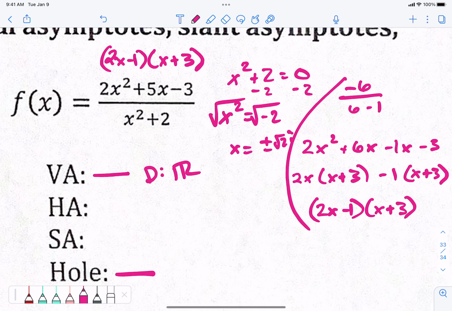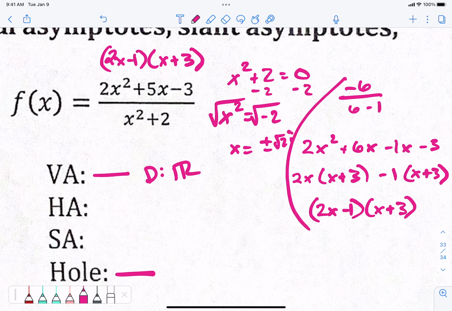You can't have an imaginary. Right? Domain is all reals. That's what you just said, right? So that means there are no VAs. What's a VA? A vertical asymptote where he poops out in the middle, right? You said there's no problems with the domain, right? Domain is all reals, but that means that there's no VAs, right?